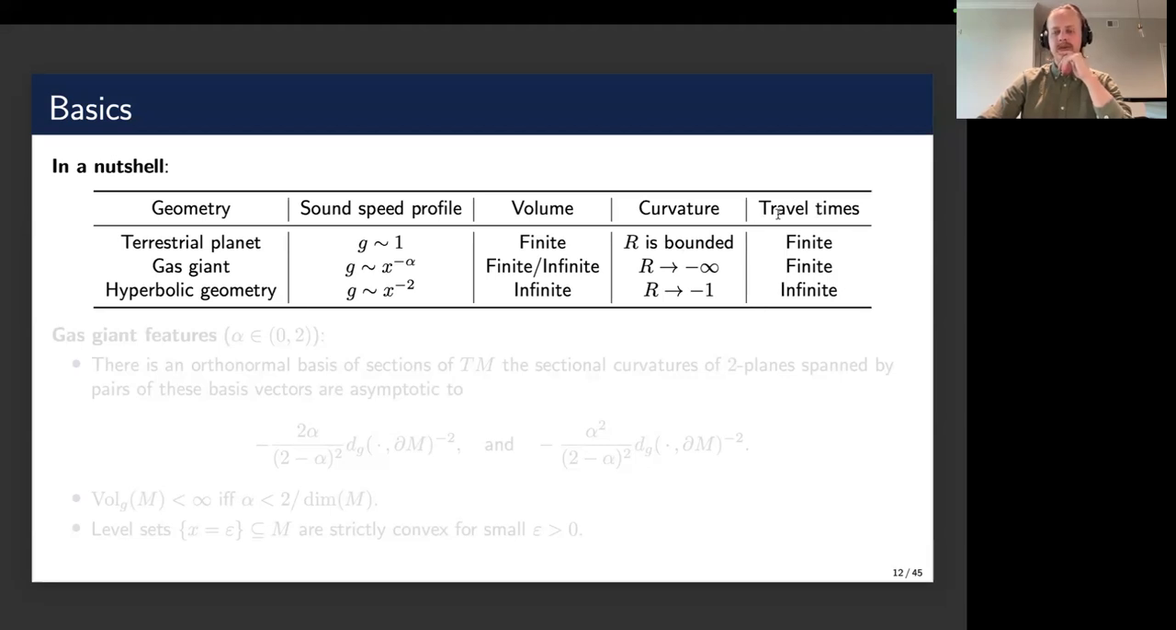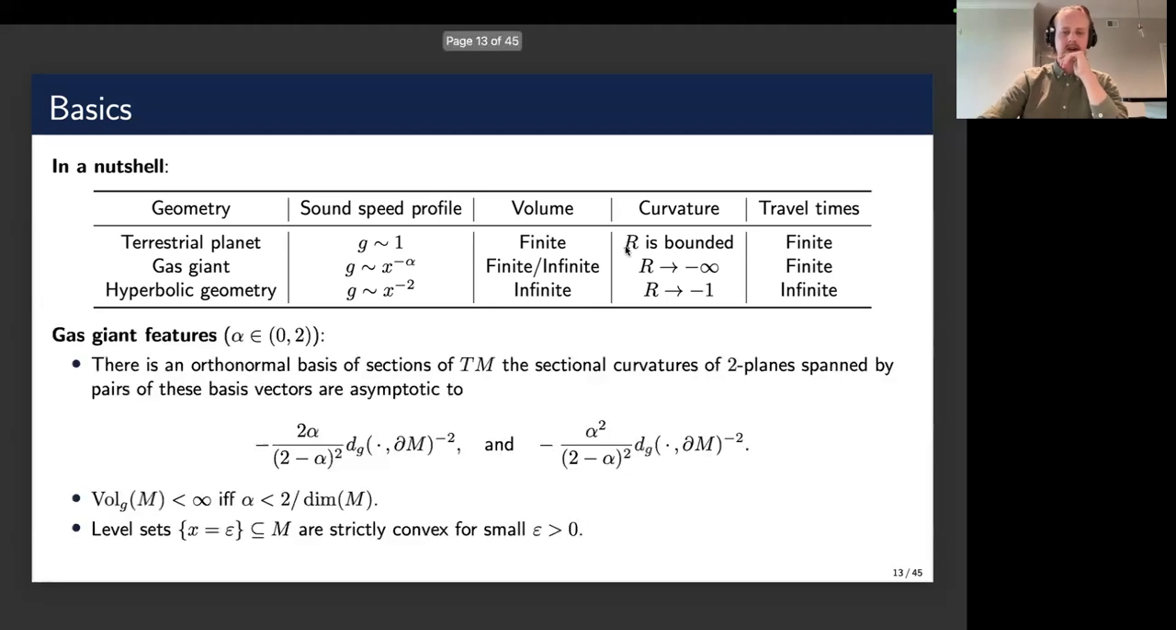And what is fun about this is that somehow because this blow up is mild enough, our travel times of waves can be finite. Whereas if you want to actually reach the boundary of an asymptotic hyperbolic manifold, you need to travel for infinitely long. So this is in a nutshell the picture that we're looking at here. All right, so let's try to explain a little bit of what these are.